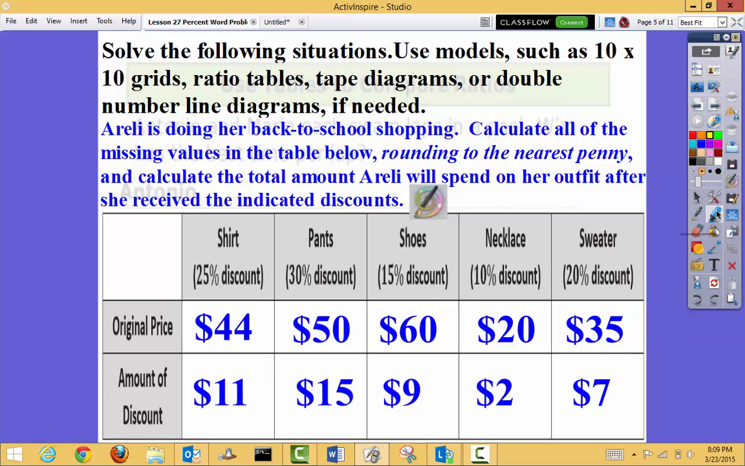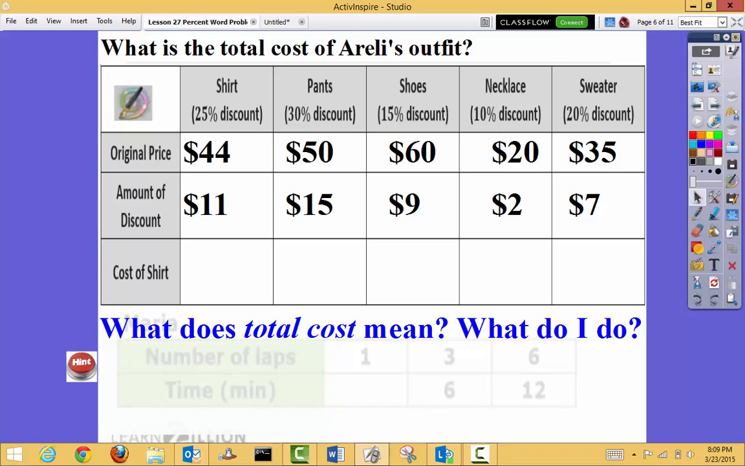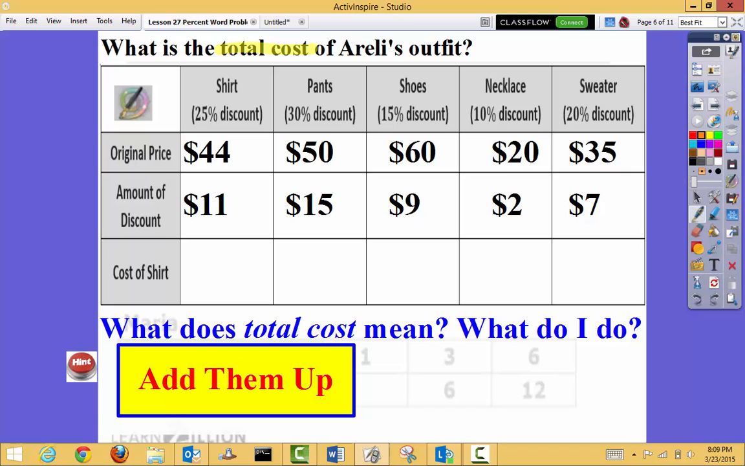Now we're not done. We're going to do this part on the next page. It says calculate all the missing values. We did that. And then it says calculate the total amount. So what I need to do is first figure out what it means by total cost. Total cost is how much Aurelia is paying. So I need to add up how much each thing costs. This shirt doesn't cost $11. That's how much I'm saving. The pants don't cost $50. That's what it would originally cost. My shoes originally cost $60. I'm getting a $9 discount. So what does that mean? It means I'm paying $9 less.